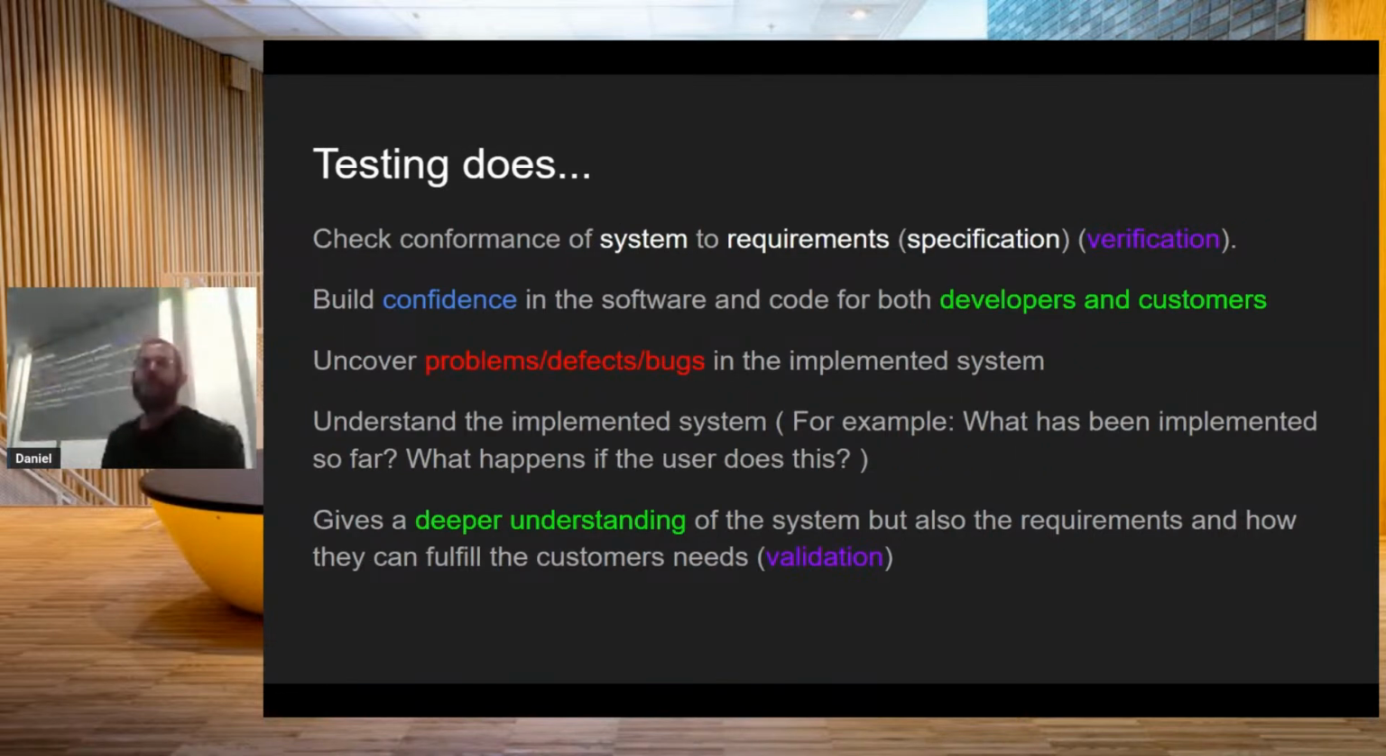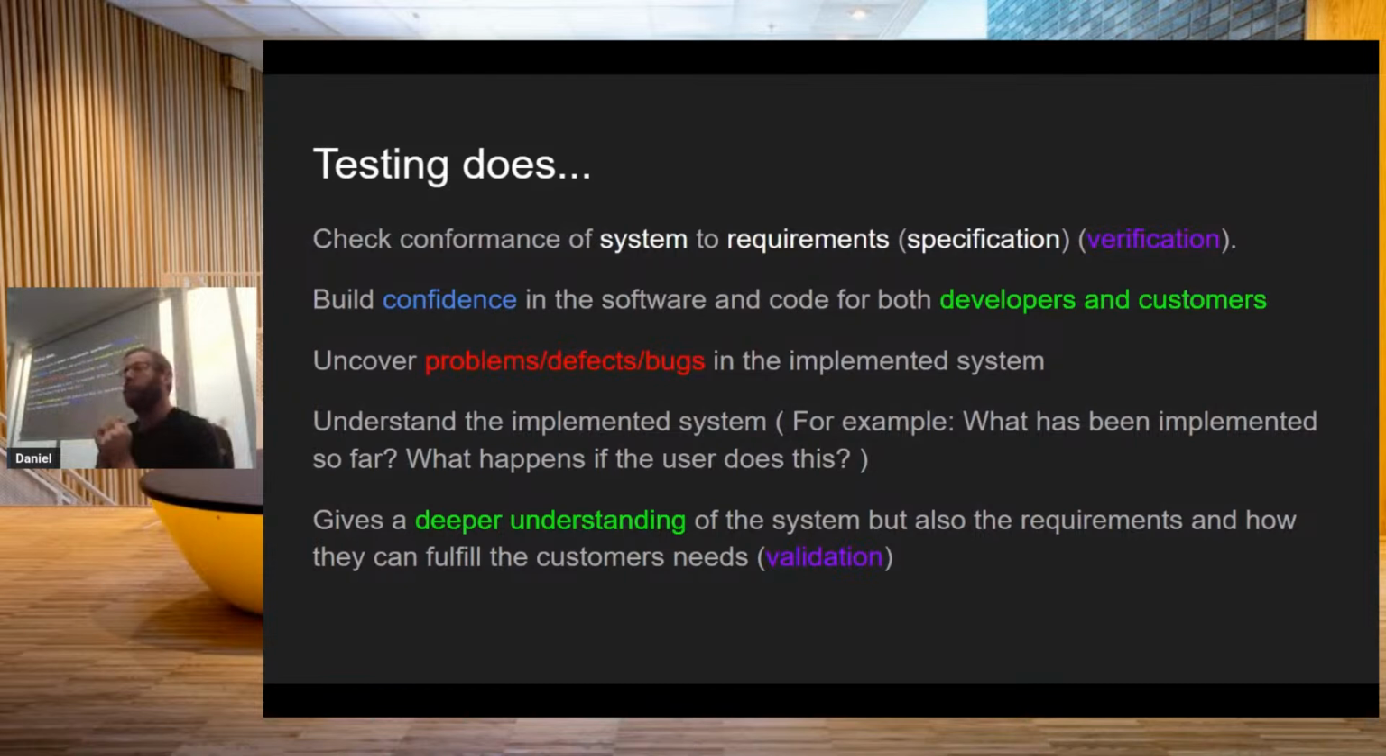So when we have testing, then we can check conformance of a system to its requirements. Sometimes I'm going to call the requirements, or the collection of requirements, a specification. So if I'm comparing the requirements and the system, and with the system I mean everything that we are programming, so it could also be configuring servers, it could be all the parts of the program, right? We call this verification of the system.